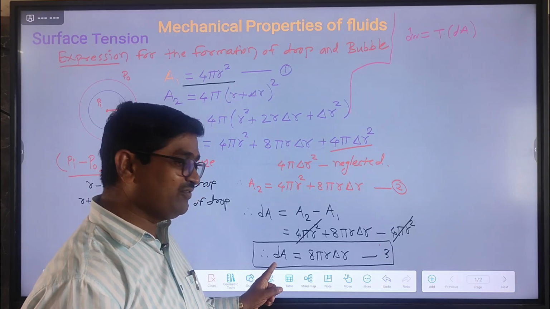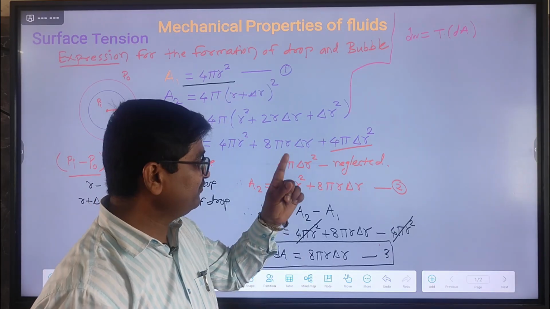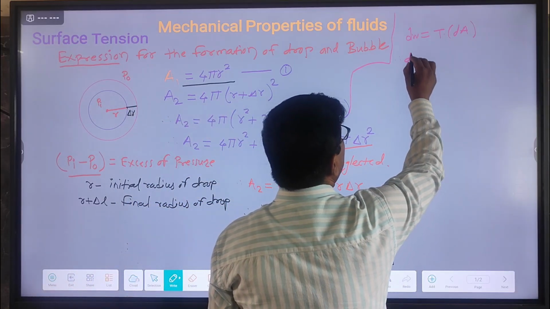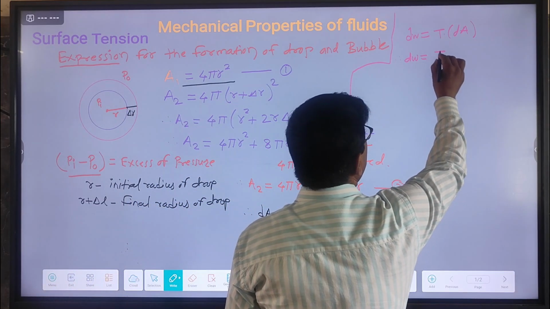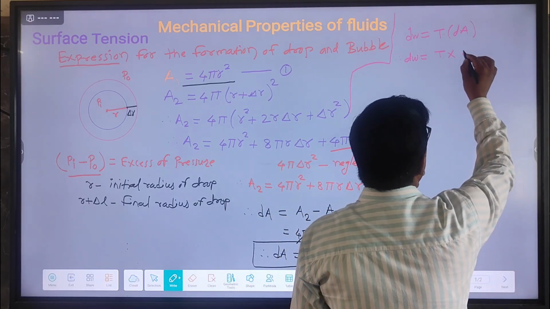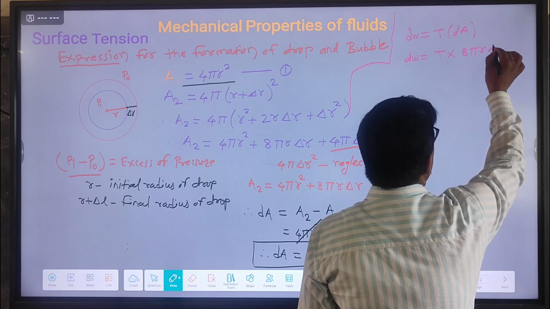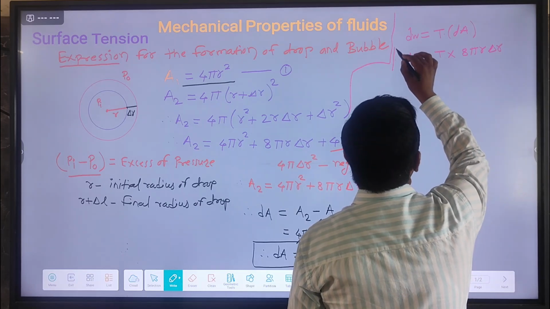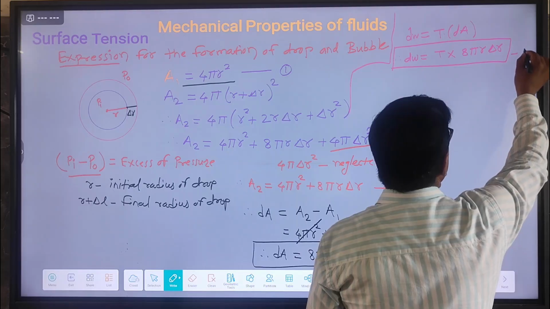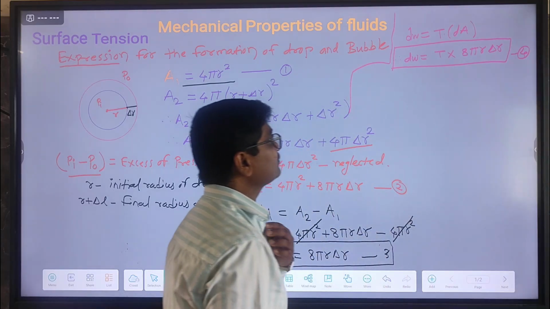We also know the value of dA, so put the value of dA from this equation. So what we get is the work done: dW is equal to T into dA, where dA is 8 pi r into delta r. So this is the total work done when the excess of pressure produces it. Call this equation number 4.